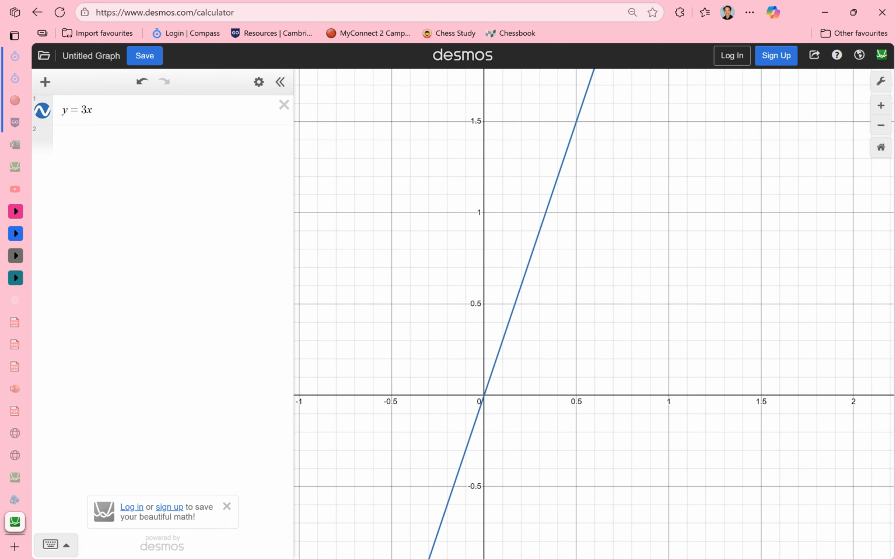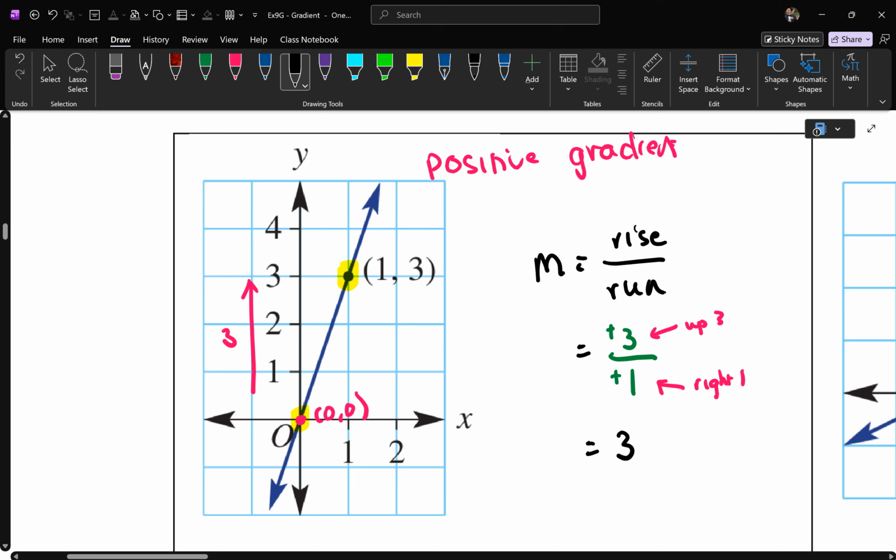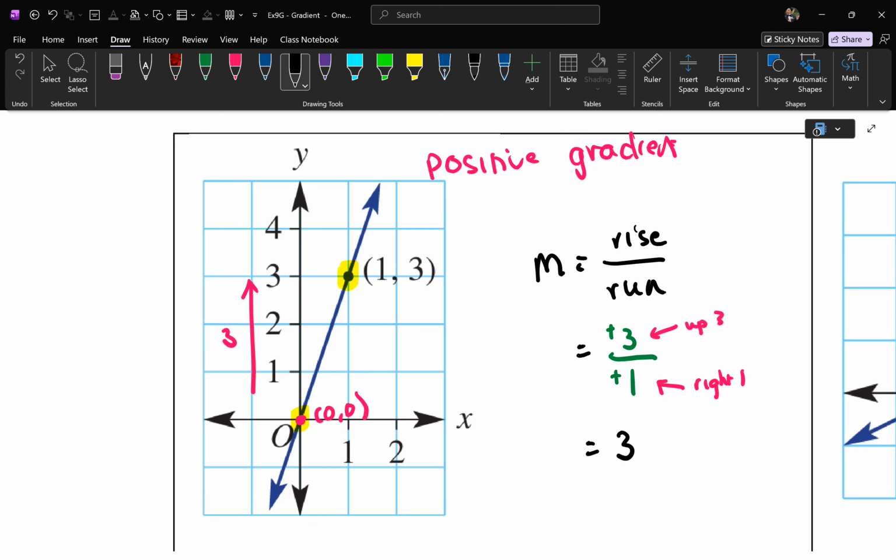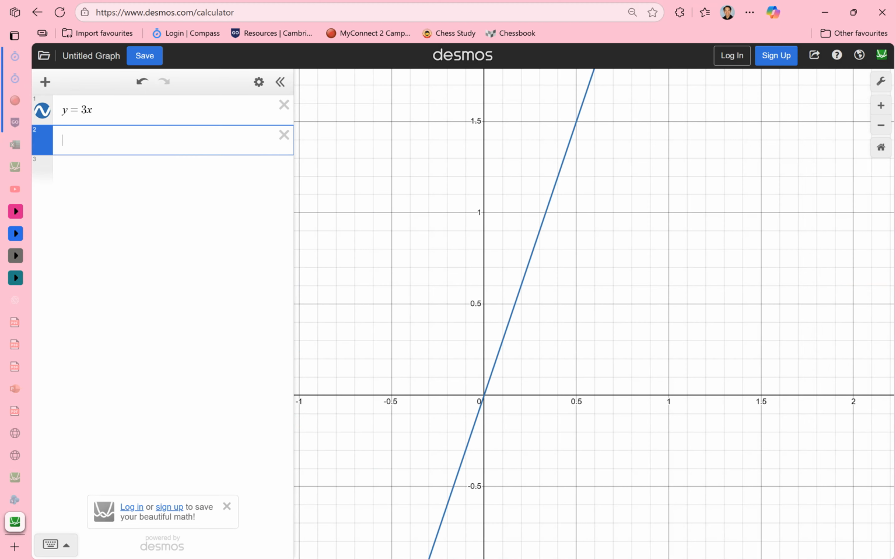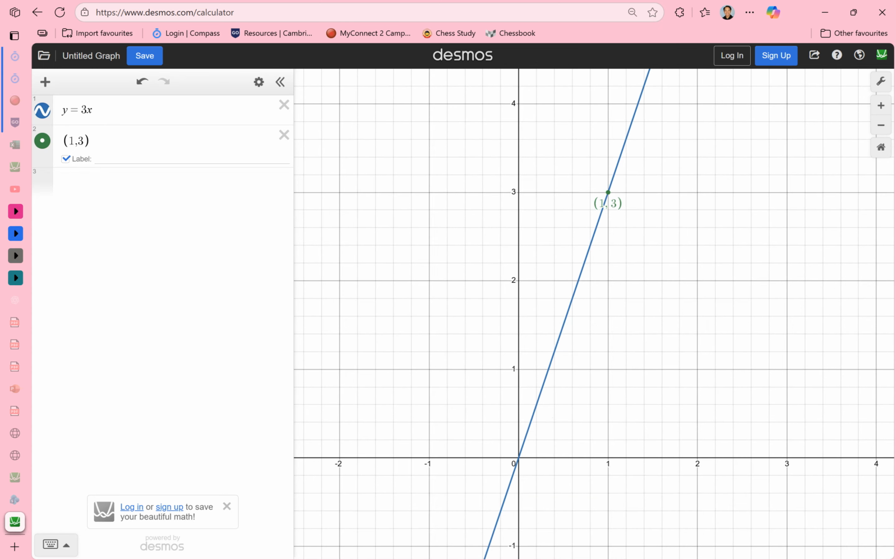it should cross through, oh sorry, we haven't even talked about, was it 3? Yes, it is. 1, 3. Should be 1, 3. Here we go. Can you see? Isn't that exactly the same graph? Touches 1, 3. Went across 1. Up by 3. All I did was I typed the gradient. Gradient's 3. So that's one way of doing it. Let's do another one.